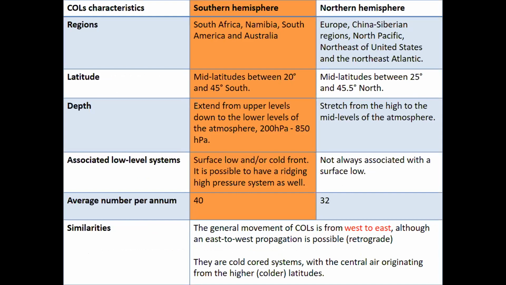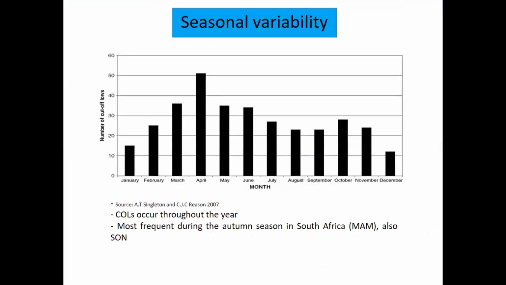And then the average number of these weather systems per annum: cutoff lows tend to occur throughout the year. So we have about 40 of these, and we have similarities. What are the similarities between the two hemispheres when the cutoff lows tend to occur? We know that they tend to move from west to east. They propagate from west to east. And they are cold weather systems. Those are similarities that we tend to find between the Southern Hemisphere occurrences and the Northern Hemisphere occurrences of cutoff lows.